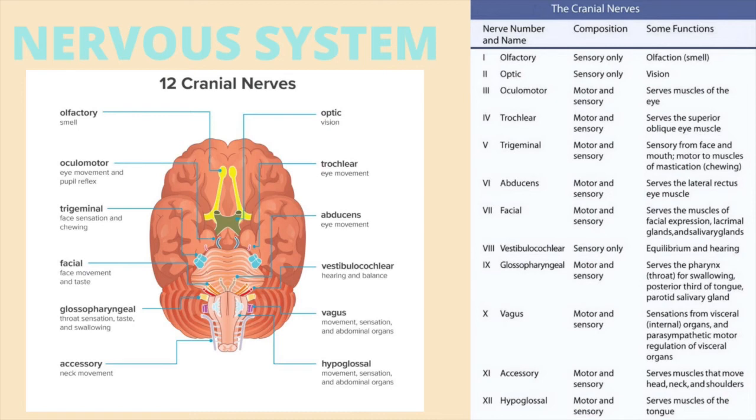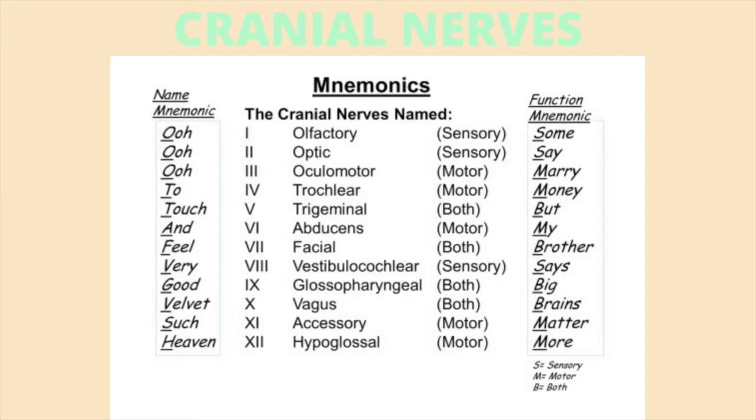I know that these cranial nerves are very hard to remember and to memorize because there are a lot, and of course you need to know the function of each, but of course we do have a mnemonic for this. Even nursing schools teach us this mnemonic, and this mnemonic actually works for me, and I hope it works for you too. So that would be: Oh, to touch and feel very good velvet, such heaven. That's for the name mnemonic.